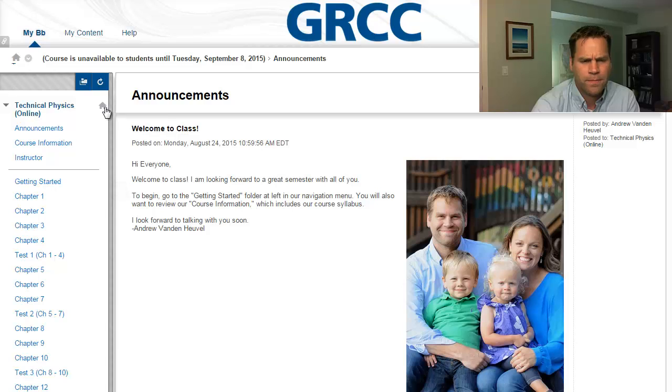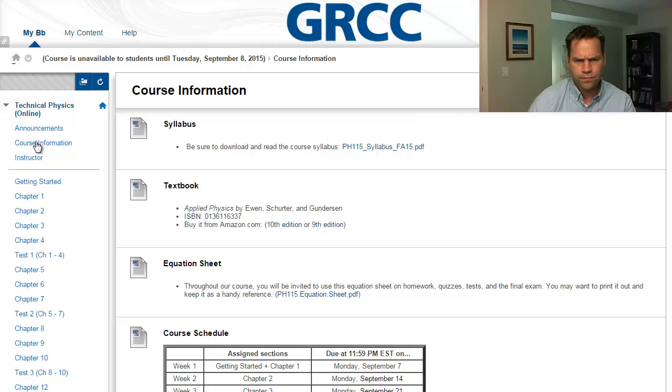You'll notice that the whole course is laid out on the left-hand side here, and I'm just going to go through the first few pages so you see how this all works. At the top are the things you'll refer to throughout the semester: the announcements, course information, and instructor information. So let's look at the course information real quick. What you'll see first of all is the syllabus.